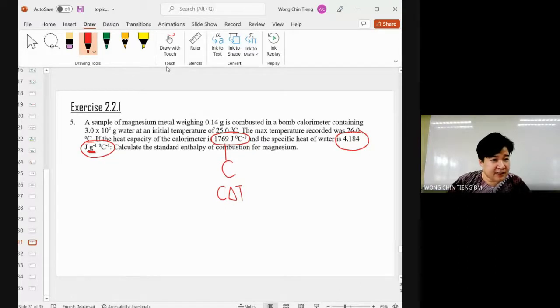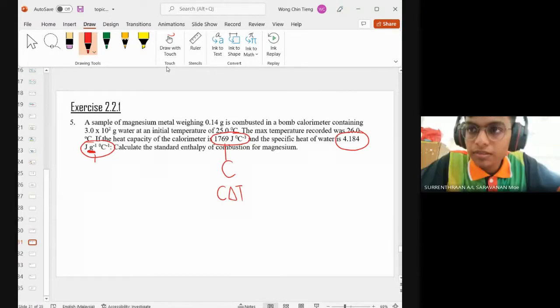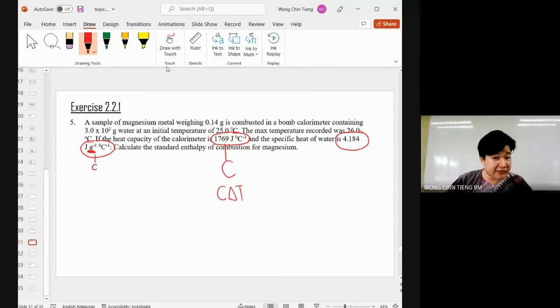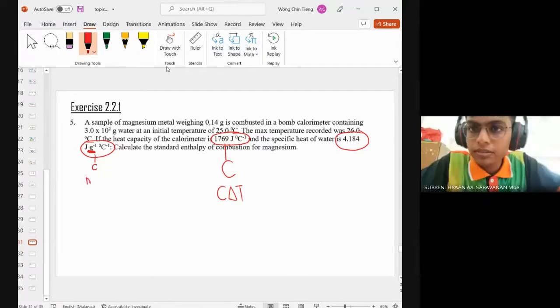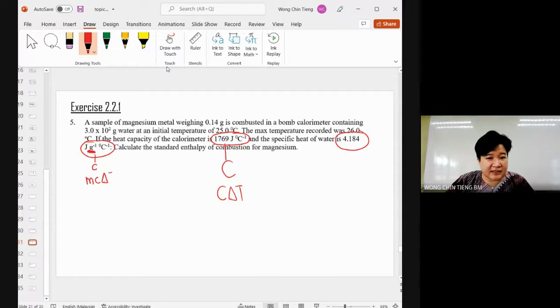Alright. C besar, C kecil? Kecuali Afif, orang lain? C kecil. C kecil. Dan kalau C kecil, MC delta T or C delta T? MC delta T. MC delta T. Nampak?